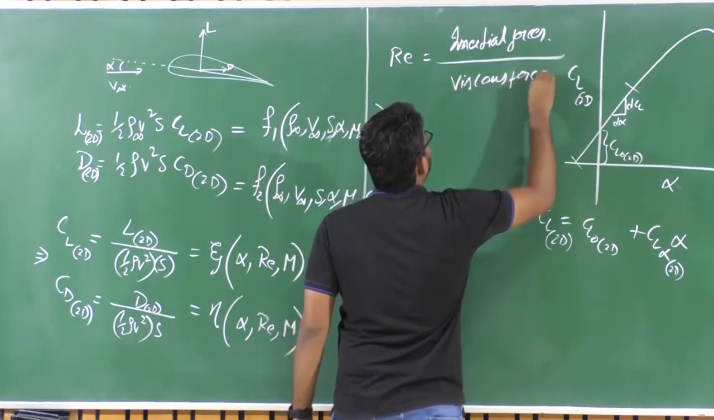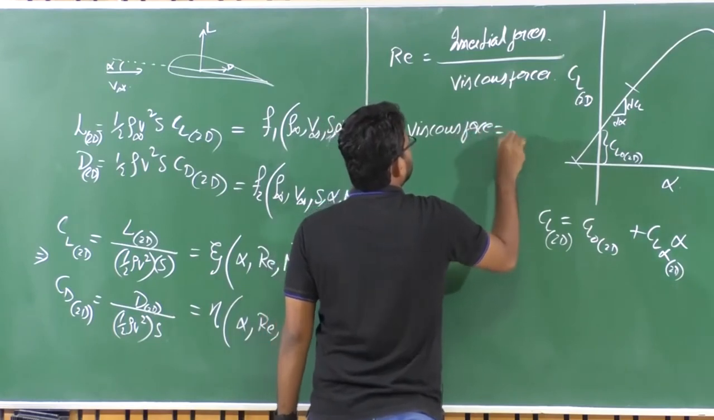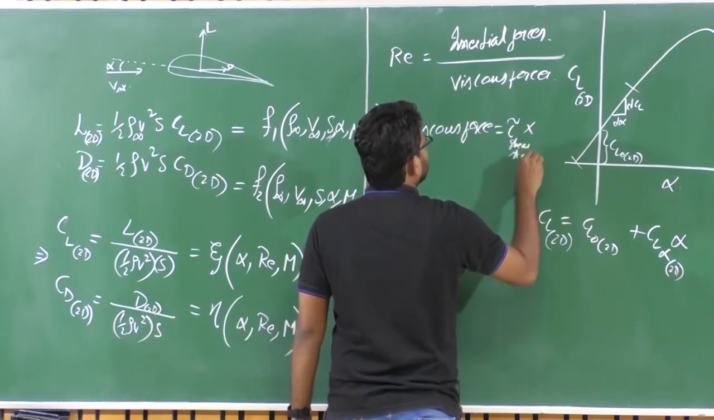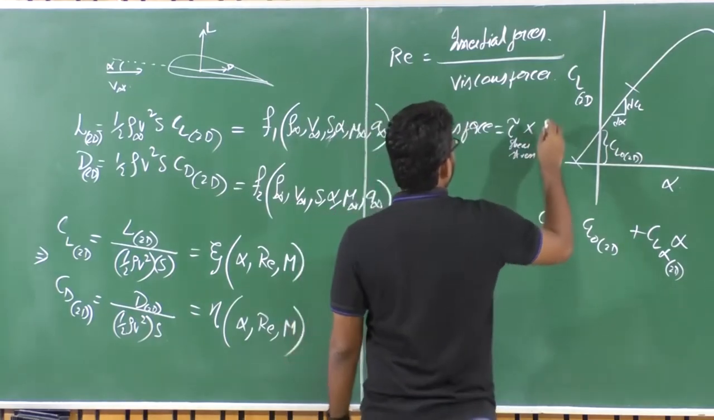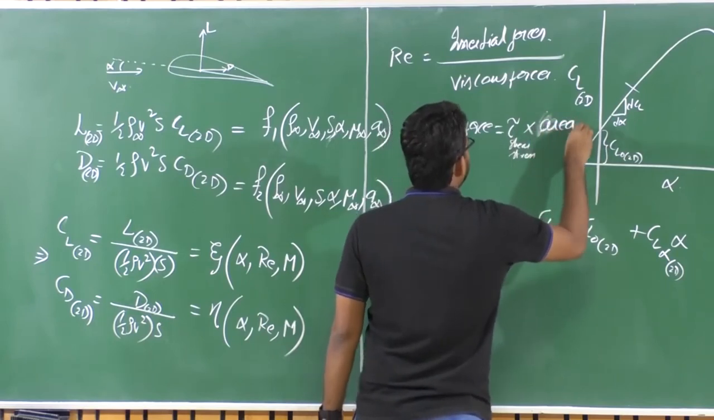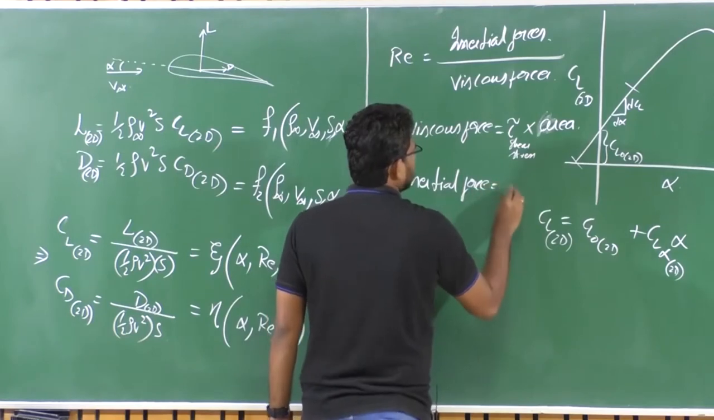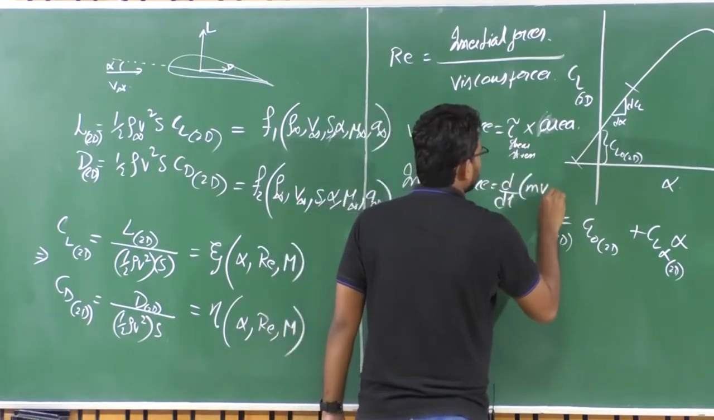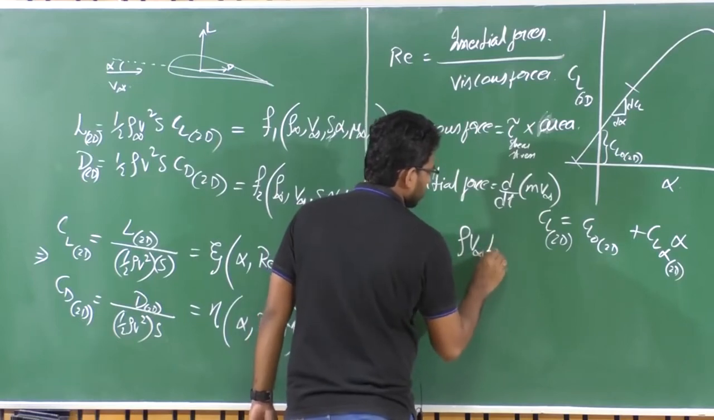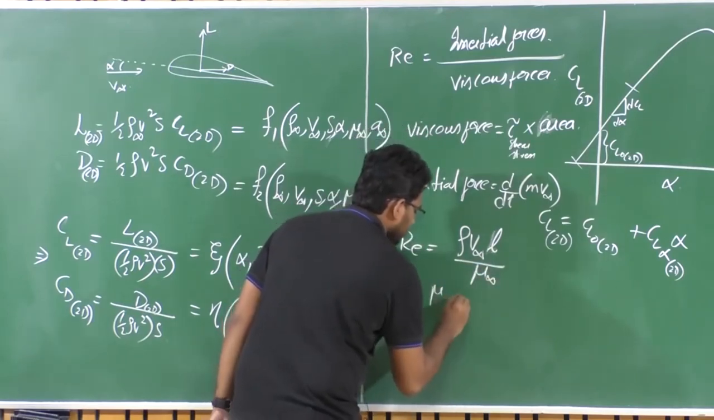viscous forces, right? So this viscous force is equal to this shear stress times the corresponding area, reference area, right? Times the area. And inertial force is due to rate of change of linear momentum, right? So if you solve this, what you have is Reynolds number as rho V L upon mu infinity, right, where mu is the dynamic viscosity.